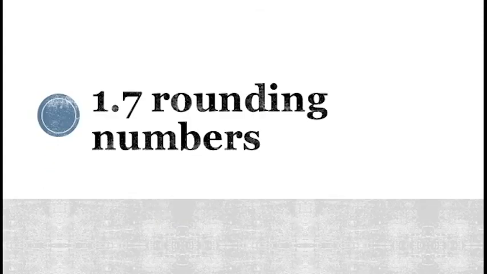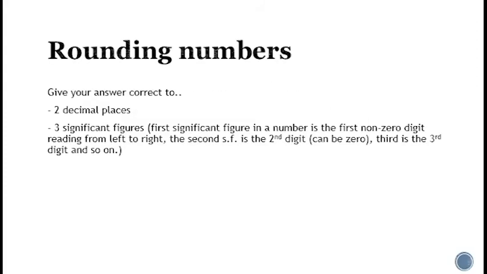Rounding numbers. It's very important in math. You can easily lose 1 mark in many questions if you didn't show your final answer rounded off to the specific degree of accuracy being asked in a question or to the standard that's shown in the cover of your exam paper. 2 types: give your answer correct to 2 decimal places, or 3 significant figures. These are the common ones being asked.